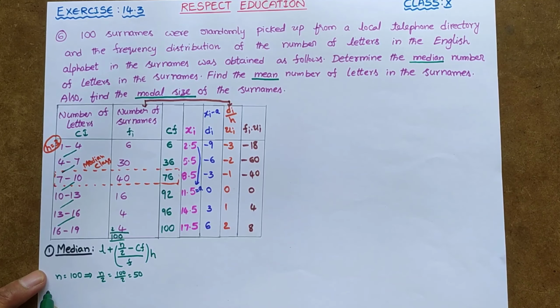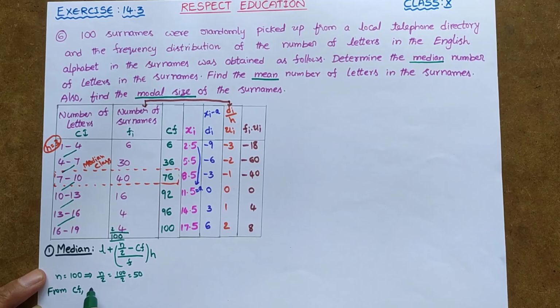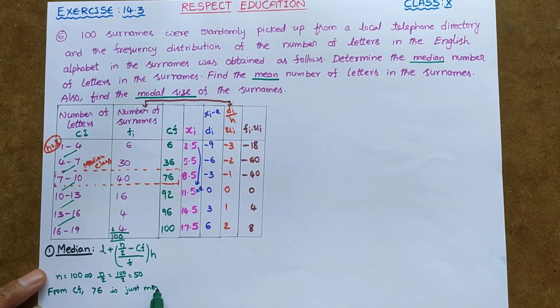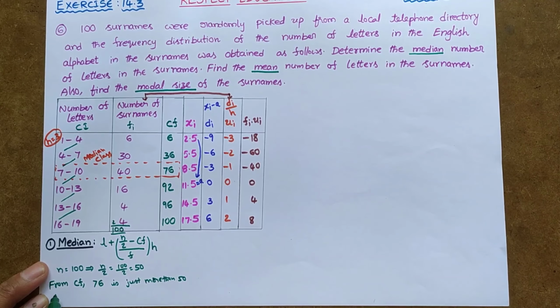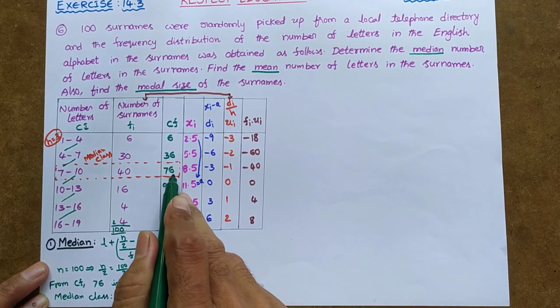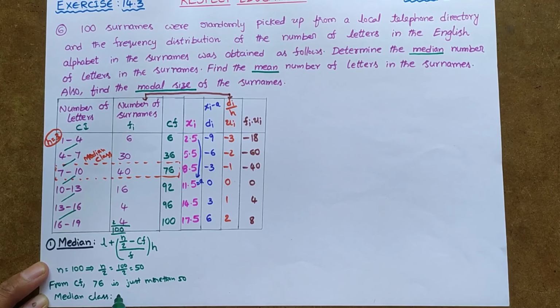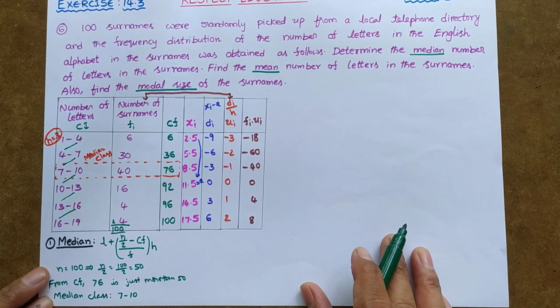From the table, from cumulative frequency, 76 is just more than 50. So we can say that the median class will be, here you see 76, this class interval 7 to 10, this is the median class. So from this we can write all the values now.